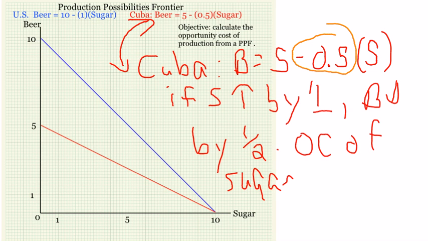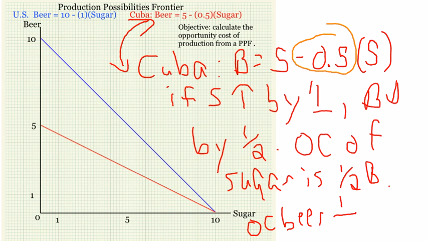is 1/2 beer. And then, because the opportunity costs of beer and sugar are inverse of one another, this means that the opportunity cost of beer is 1 divided by 1/2, which equals 2 sugar. That's a quick way I have of answering them.